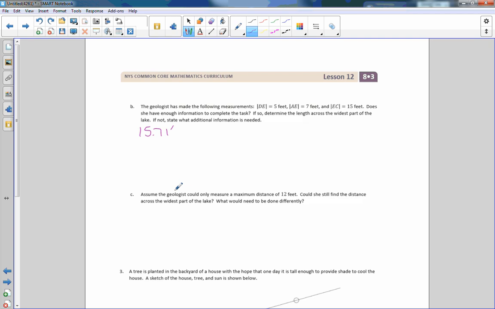C says, assume the geologist could only measure a maximum distance of 12 feet. Could she still find the distance across the widest part of the lake? What would need to be done differently?